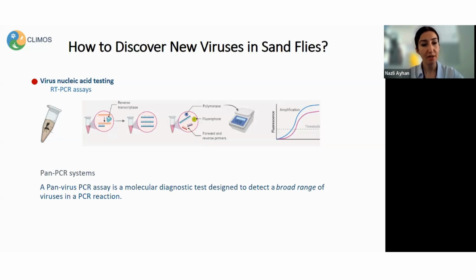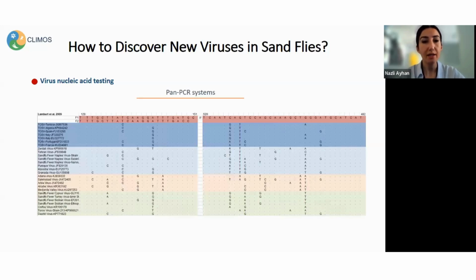A pan-virus PCR assay is a molecular diagnostic test designed to detect a broad range of viruses in a PCR reaction. So while designing pan-PCR systems, we are targeting the conserved sequence region in one genus or in one small group in the genus, which can amplify multiple virus species at the same time.